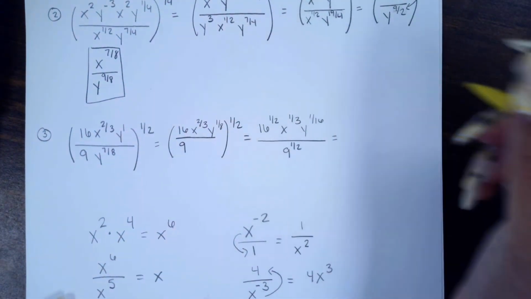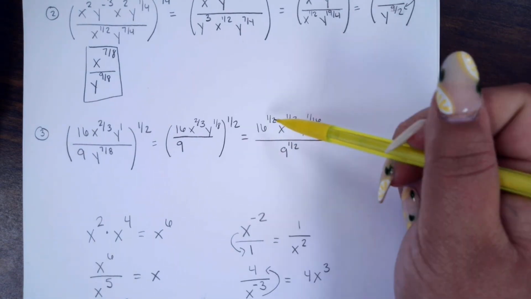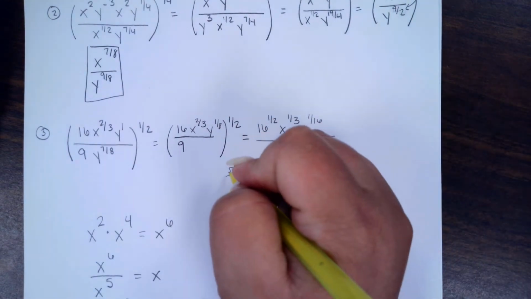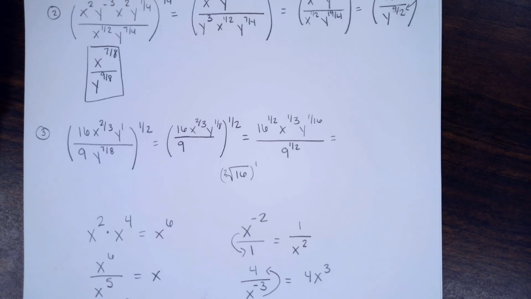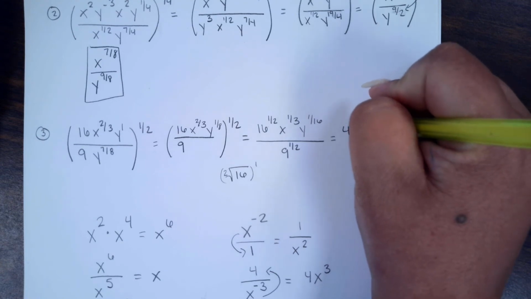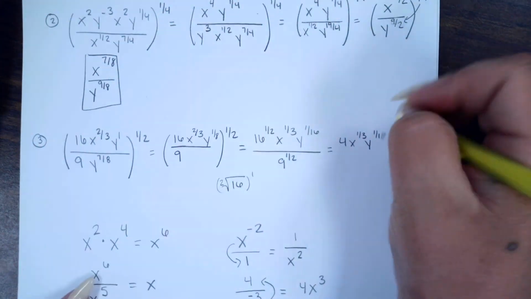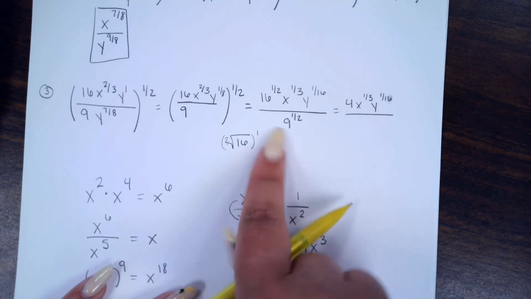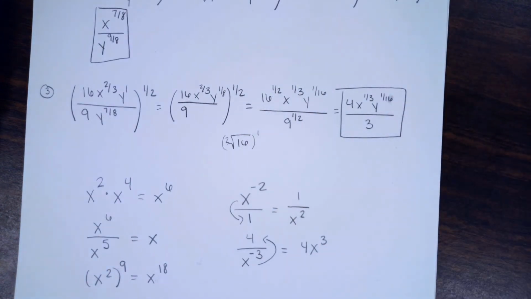The next thing that I'm going to do, I need to simplify these right here. Remember, raising something to the 1/2 is the same as taking the square root, right? Because my denominator is my index and my numerator is my exponent. So 16 to the 1/2 is just going to be 4 x to the 1/3, y to the 1/16. Over 9 to the 1/2 is really the square root of 9, so that is 3. So that is my final answer there.